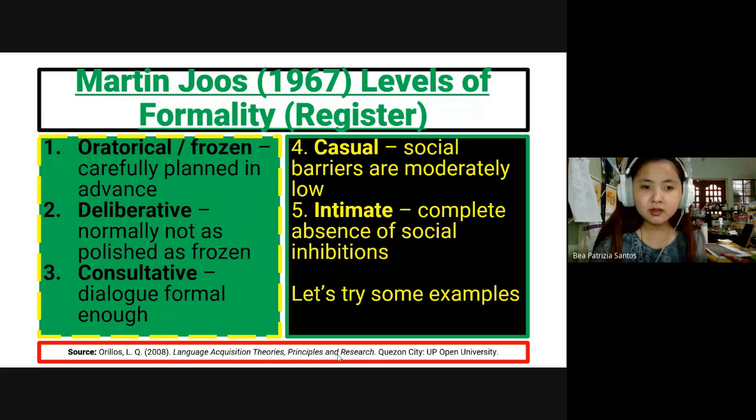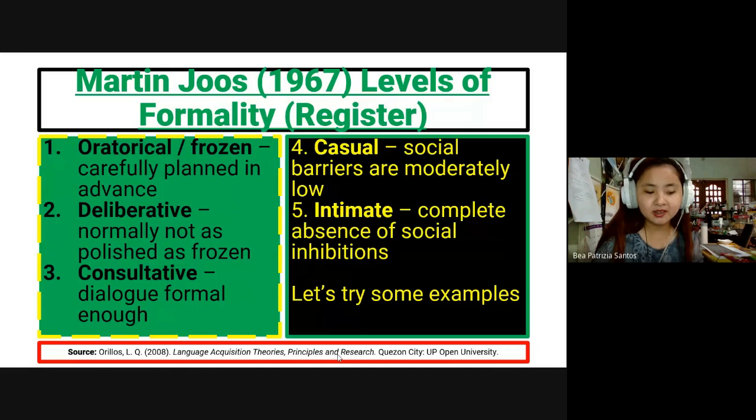Next one, it is likely frozen because the facts are the same throughout the centuries. So what we study in school, like a university lecture or conference paper presentation, is deliberative because the speaker really prepares for it, but it may not be as polished.